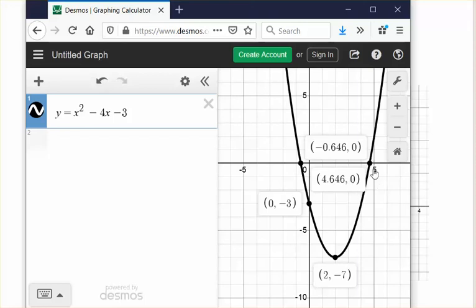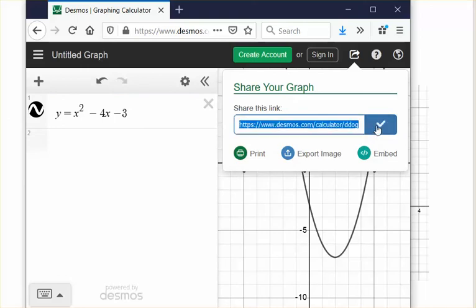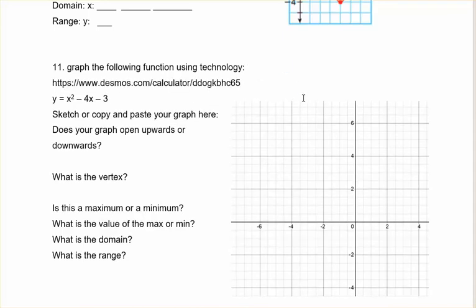So we don't need all of these to show up when I get the screenshot, but I do want the vertex. So now I can either take a screenshot of this or I can get a link. You can get a link by clicking on Share Graph and then copying this and pasting it into the Word document. So let me do that first. When you paste this into the Word document, click the spacebar after it one time to make this a clickable link for me so that I can click on it and see what you got.